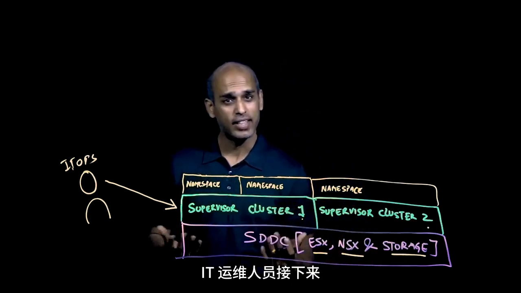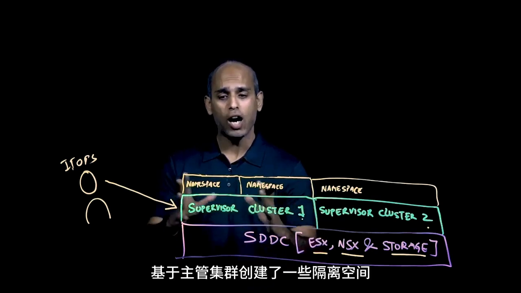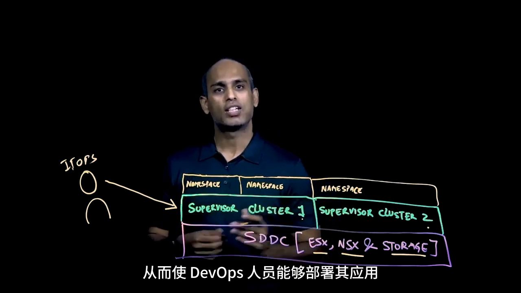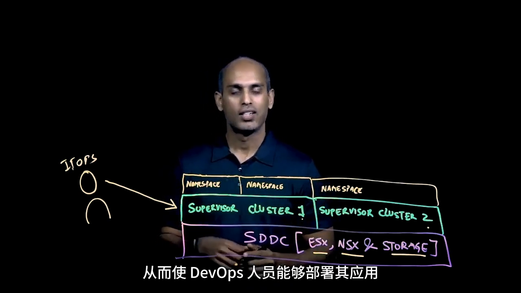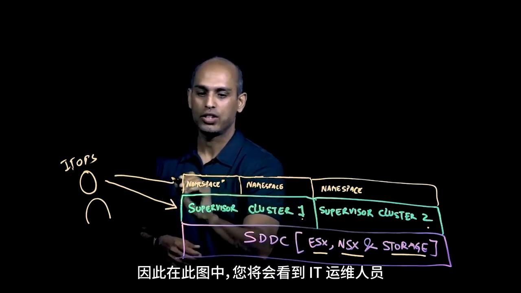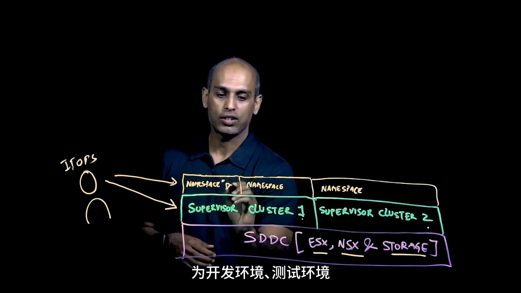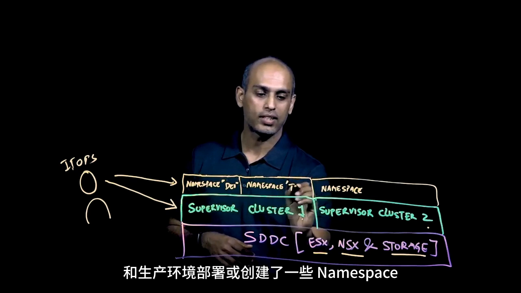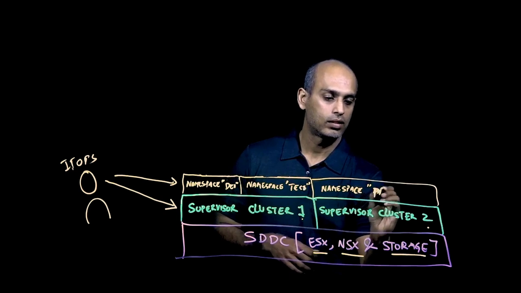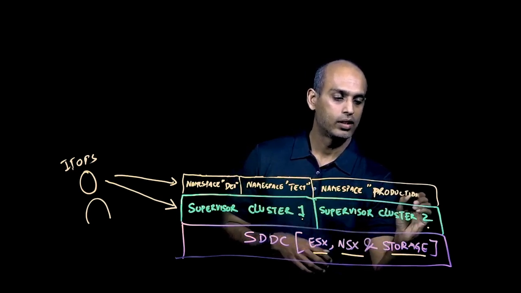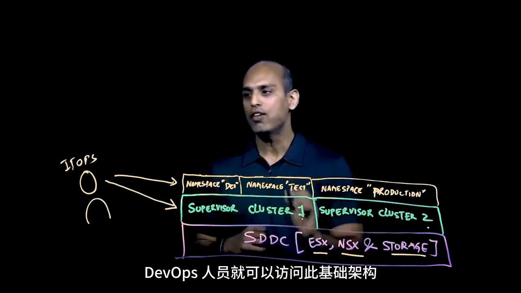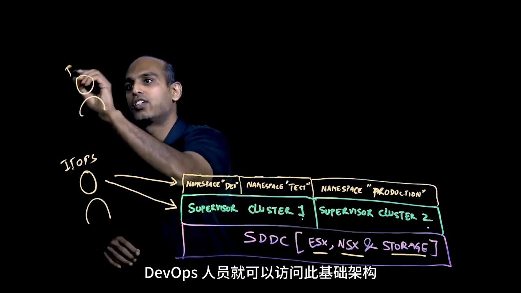The next thing the IT ops individual would do is carve out an isolated space on top of supervisor cluster to enable the DevOps individuals to deploy their applications. These are termed as namespaces. So in this diagram, you would see an IT ops individual create namespaces for dev environment, for test environment, and for production environment.